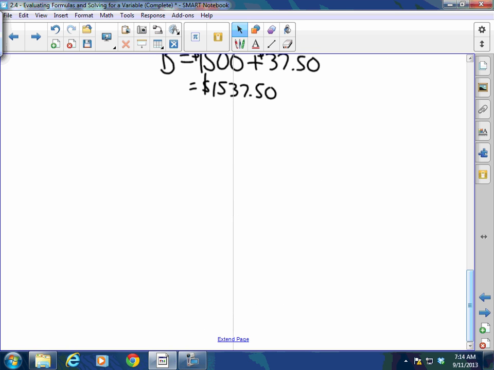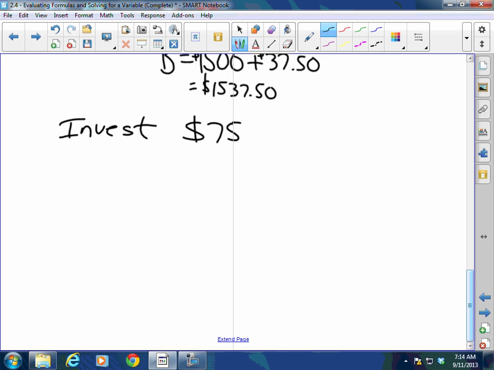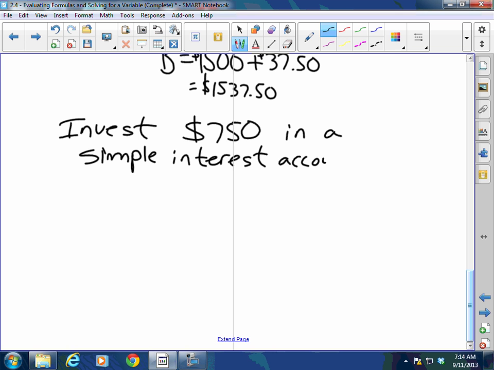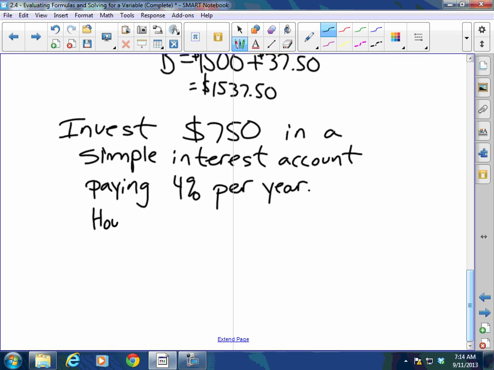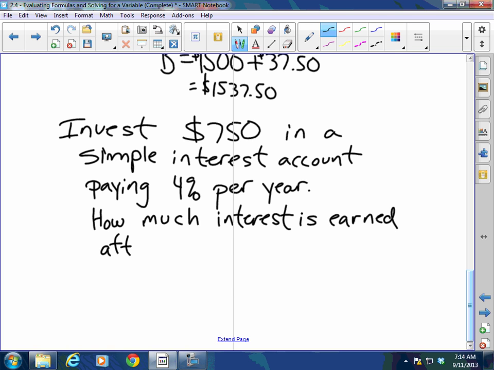Let's say that you're going to have to write this one down. This one's not on your PDF, guys. Let's say that I invest, I don't know, $750, okay, in a simple interest account paying 4% interest per year. How much interest is earned after 4 years?